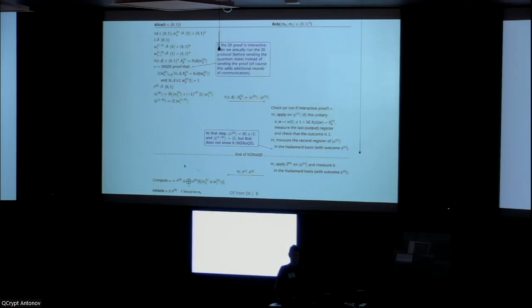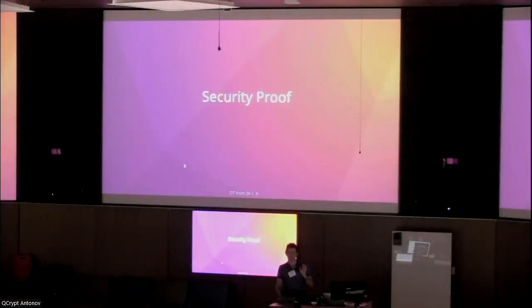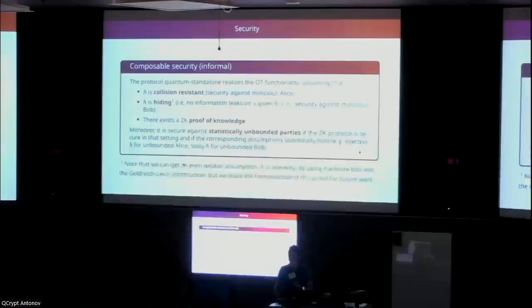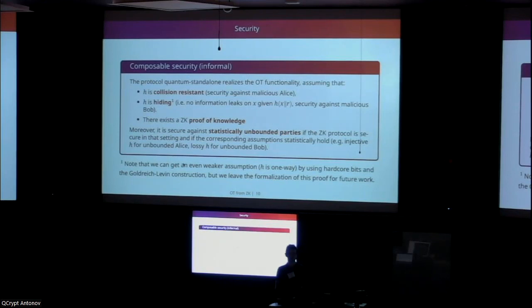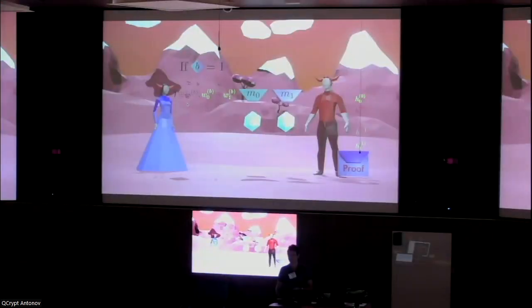Let me just tell you a small sentence on the security proof. We can prove the security if the hash function that we use is collision resistant hiding, and if the zero knowledge proof is a proof of knowledge. And we can even get statistical security if this assumption holds against statistically unbounded adversaries.